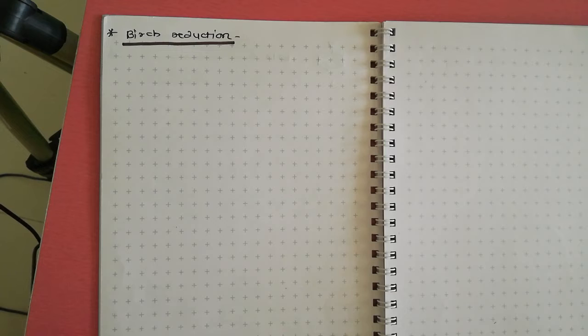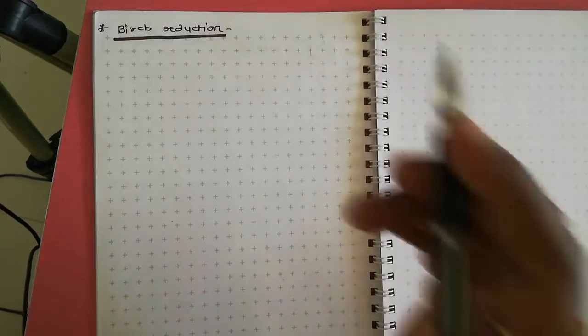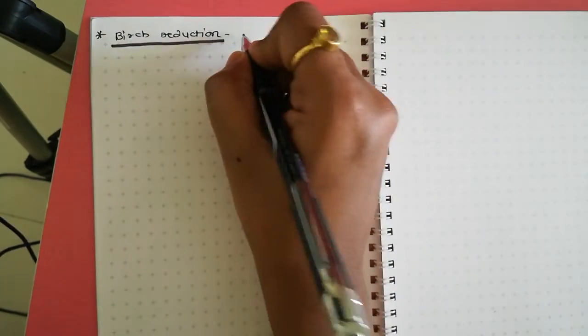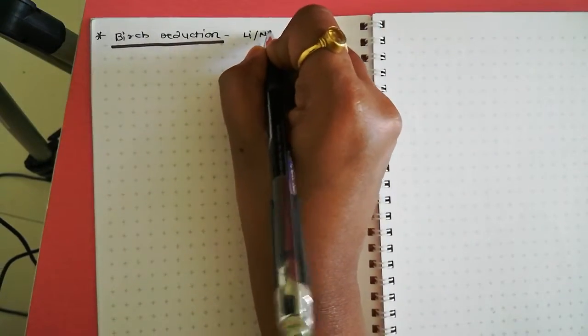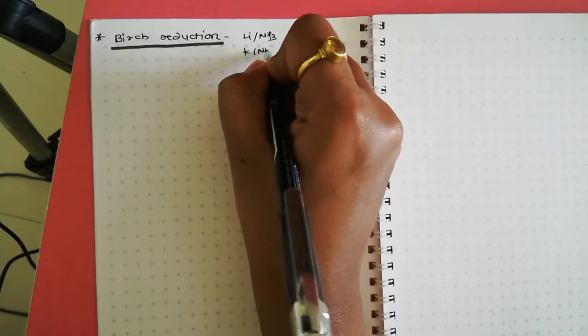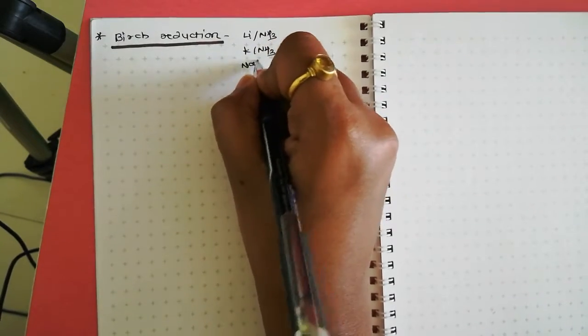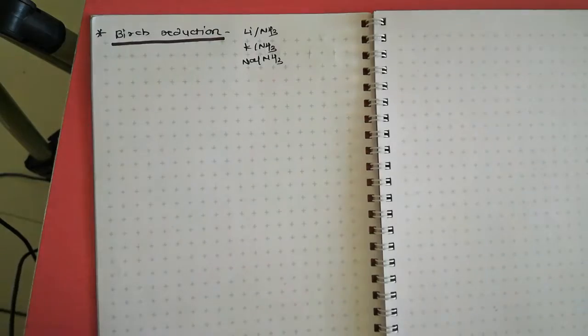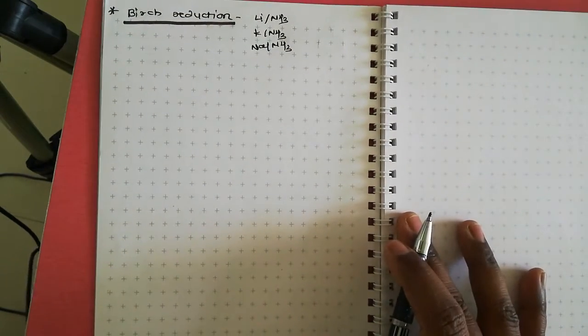In this video I will teach you the topic Birch reduction. This topic is very important for your NET exam, SET exam, GATE exam and your MSc. Now we can see what the reagents for Birch reduction are. The reagents are lithium in presence of ammonia, potassium in presence of ammonia, and sodium in presence of ammonia. These are the reagents which are used for Birch reduction.